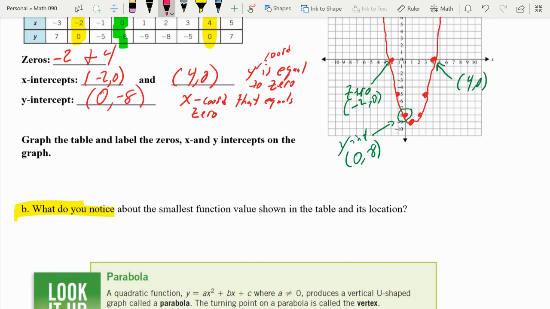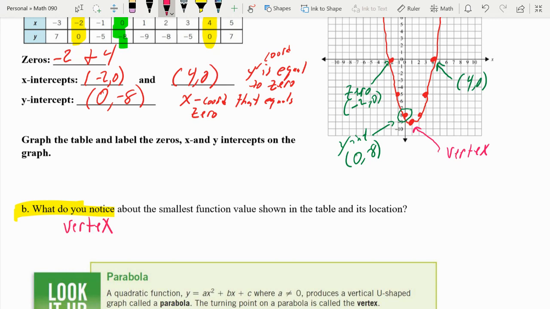The smallest function value. When they say that, all that nonsense just means, what's the lowest point on the graph? What is the lowest point on the graph here? This point right there. That's the lowest point, and it's right in the middle of the zeros. If you look at this thing, we call this the vertex. So that thing's called the vertex.